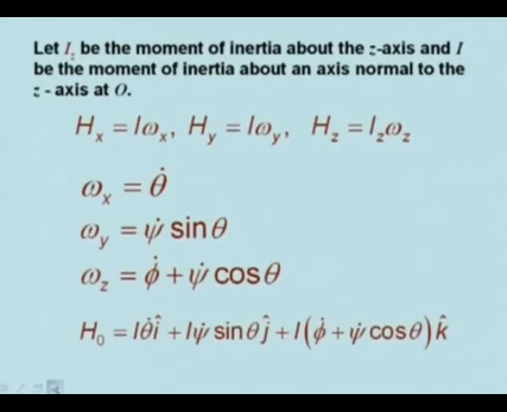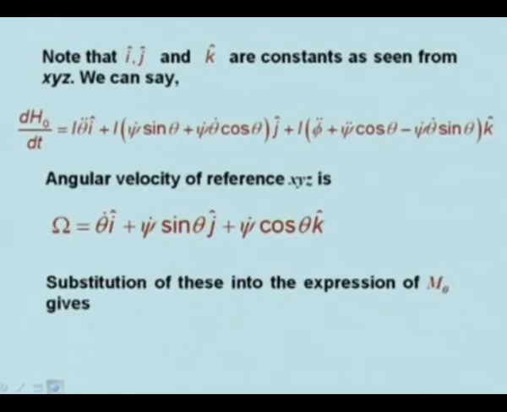Let Iz be the moment of inertia about the Z axis and I be the moment of inertia about an axis normal to the Z axis at O. Then you will be getting Hx equal to I omega x, Hy equal to I omega y, Hz equal to Iz omega z, and omega x will come out to be theta dot, omega y will come out to be psi dot sin theta, and omega z will be phi dot plus psi dot cos theta, and therefore H0 will be I theta dot i plus I psi dot sin theta j plus Iz (phi dot plus psi dot cos theta) k.